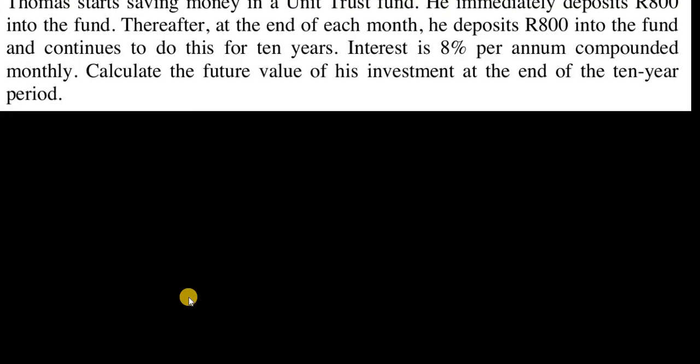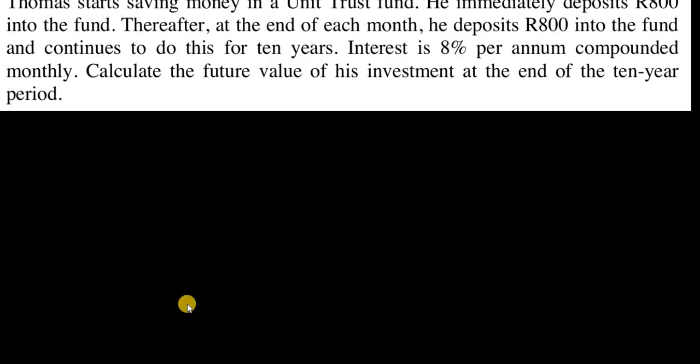So here's the next one, guys. Tabiso starts saving money in that unit trust fund, immediately depositing 800 into the fund. Thereafter, at the end of each month, he deposits 800 and continues to do this for 10 years. Calculate the future value of his investment. Give it a try, and then we look at the corrections.